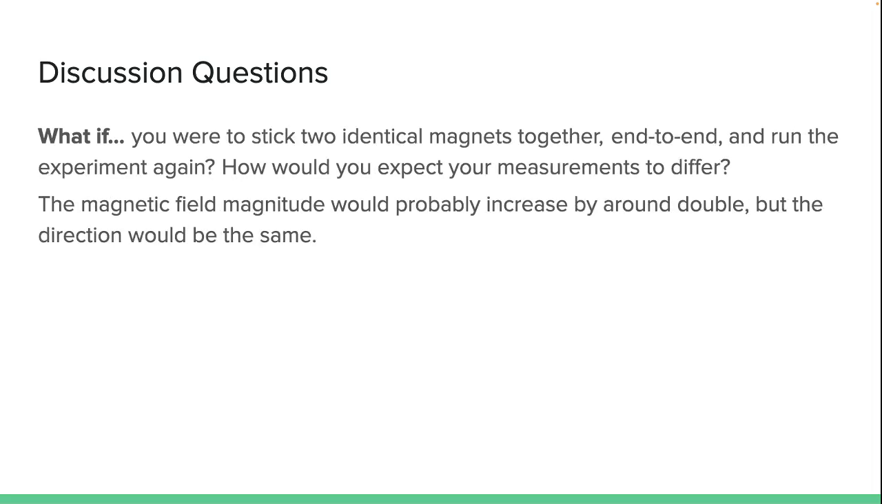And then what if I were to stick two identical magnets together end to end and run the experiment again? How would my measurements differ? I'd expect the magnetic field magnitude to probably double, but the direction would probably be the same.